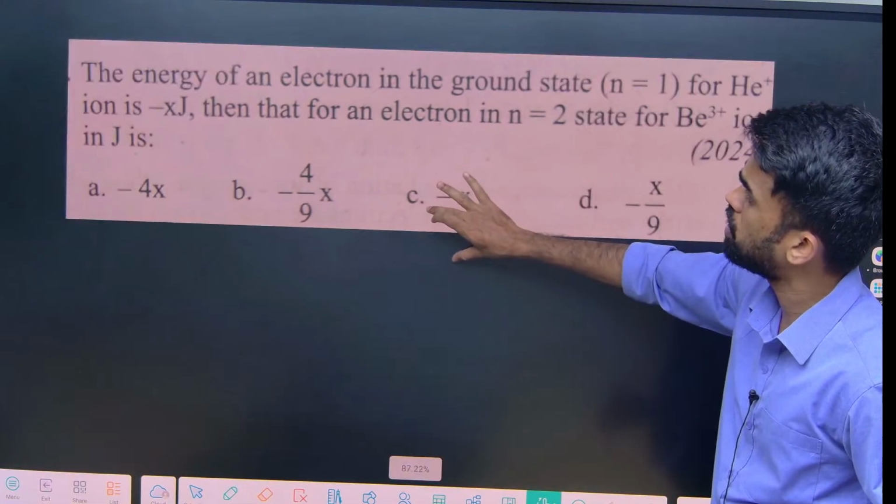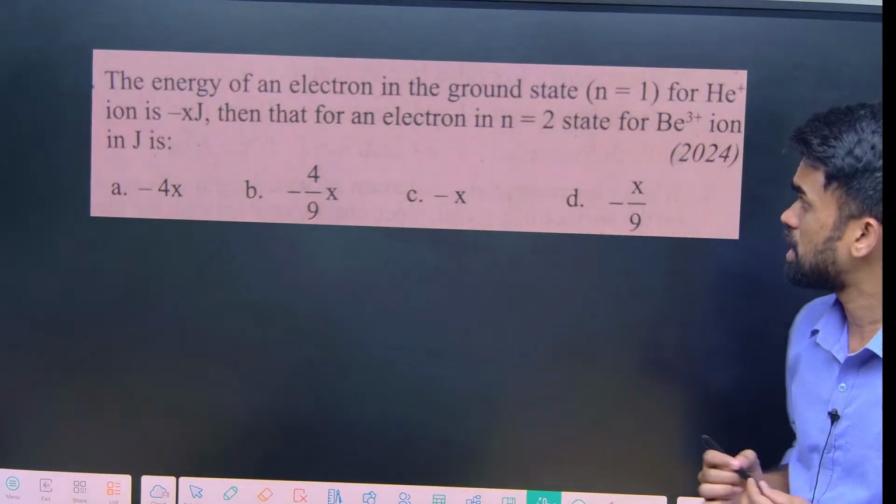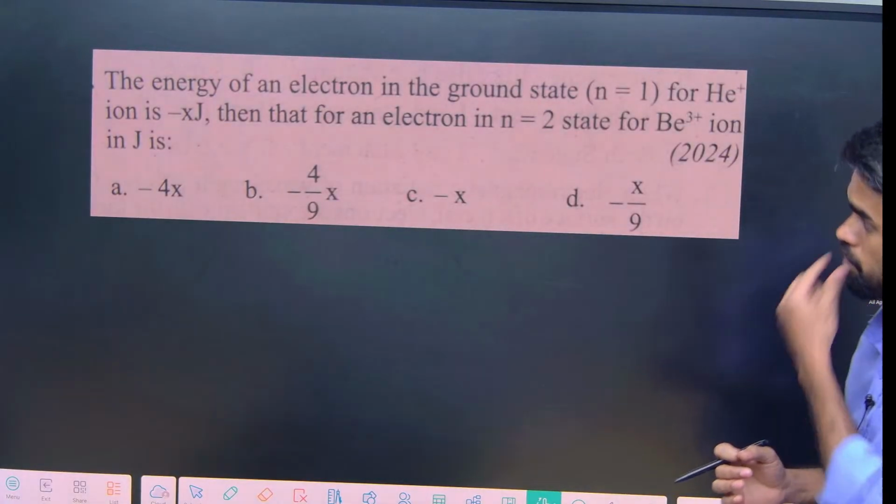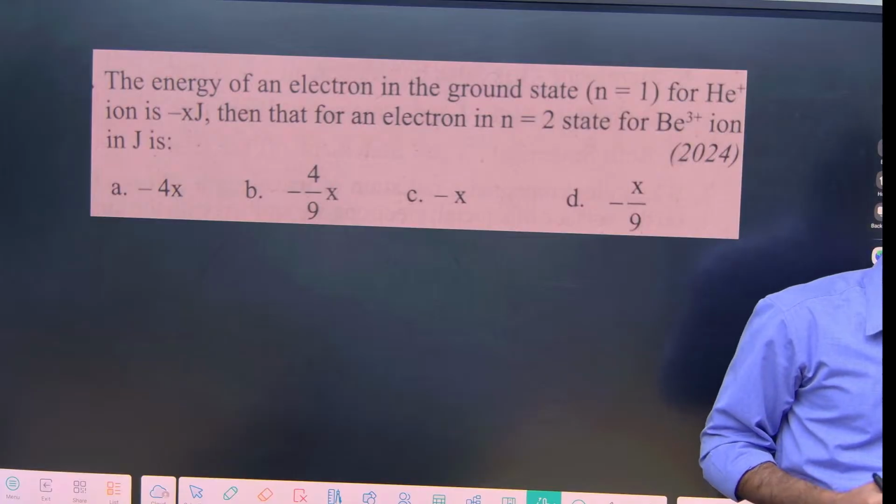One more question here, from the structure of atom itself. The question says, once read the question.